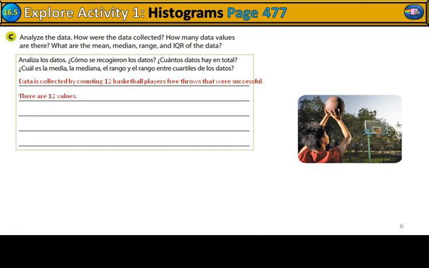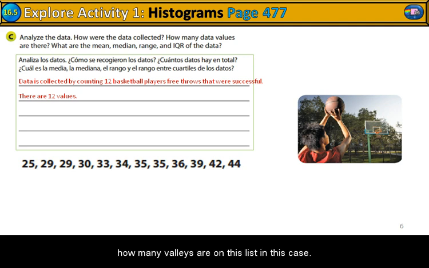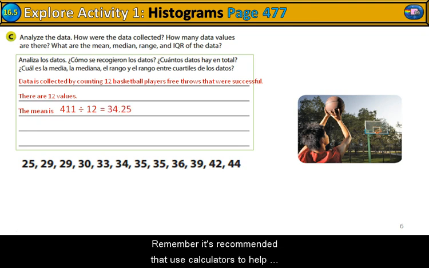What is the mean? To do this, we need to look at the original list of values. Remember, we add all these values up and divide by how many values there are on this list. In this case, we would divide by 12. Our mean would be 411, the total, divided by 12, and we would get 34.25. Remember, it's recommended that you use calculators to help you with these calculations.